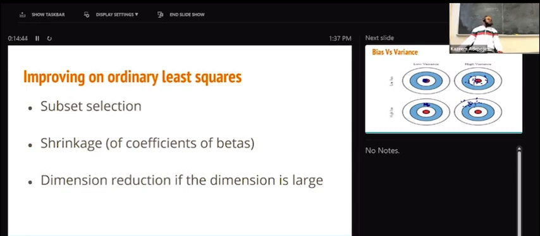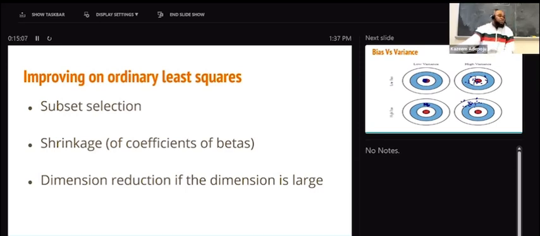We use ordinary least squares when we are assuming a linear relationship. But if there's a violation, what happens? We cannot trust it anymore. Now, how can we improve on ordinary least squares? We can do subset selection, which I walked you through last time. We can do shrinkage. Shrinkage is what we want to do now.